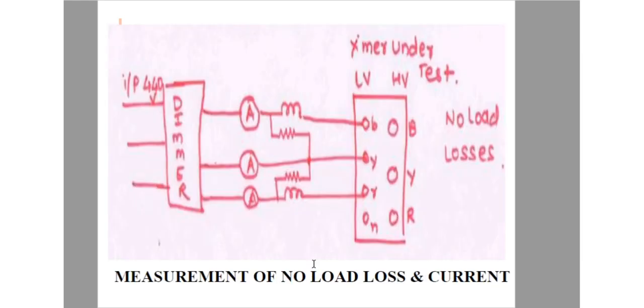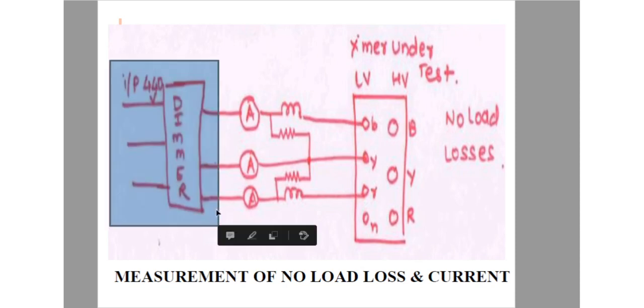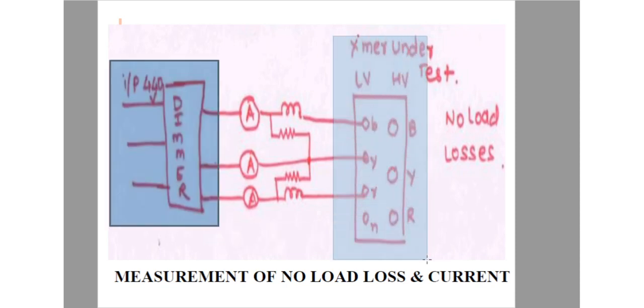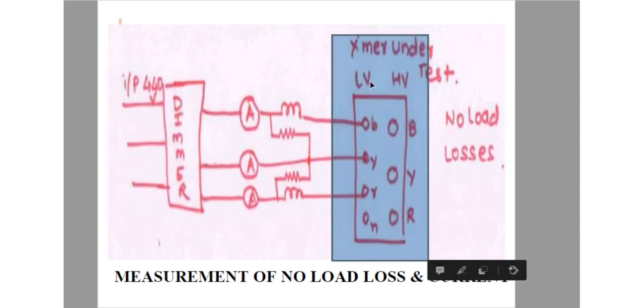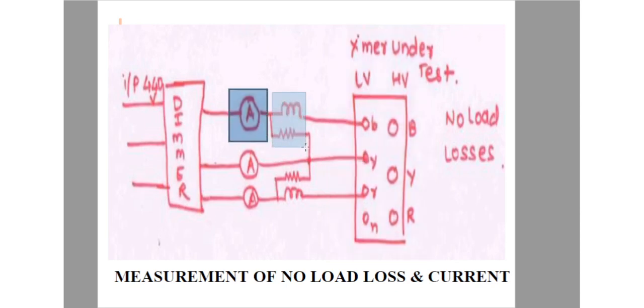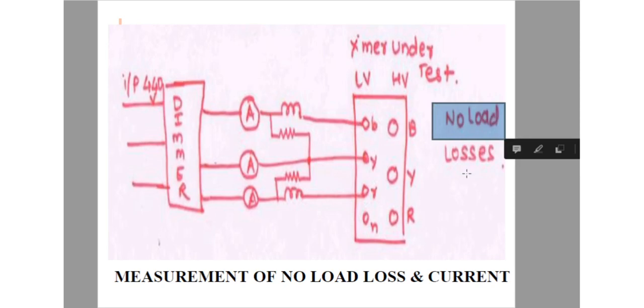So this is the measurement of no load loss and current. This is the dimmer which we are using. We are using a 3-phase transformer. This is the LV side, we have to connect the dimmer, ammeter and wattmeter, and we have to make the connection like this, and we have to keep open the high voltage side, so that is a no load.